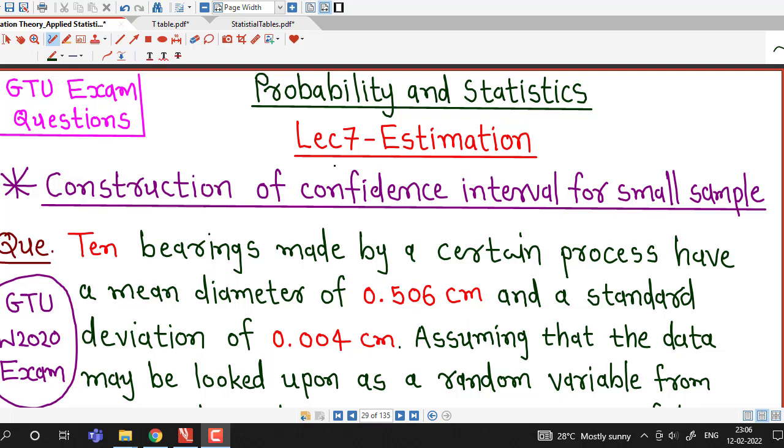Hello friends, I welcome you in lecture number 7 on estimation. From last two lectures we are discussing how to find out confidence interval for given sample. In earlier lecture we have discussed the construction of confidence interval for large samples. In this lecture we will see the construction of confidence interval for small sample.